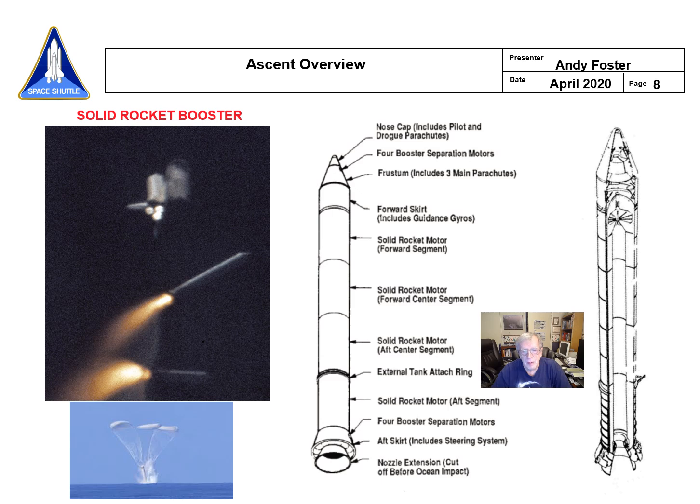So here are your segments, and then at the top we had a forward skirt that had some gyros and equipment in it, and then the frustum where the 3 main parachutes were, a set of separation motors right there, the nose cap where you had the drogues and pilot chutes. On the aft skirt, another set of separation motors back here, and what you can't see is the thrust vector control for the nozzle system is in here, including an auxiliary power unit. It was like a shuttle hydraulic power unit, that was essentially turned on just before launch to control the gimbaling of the nozzle.